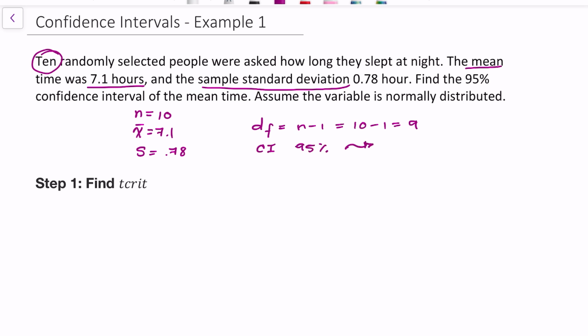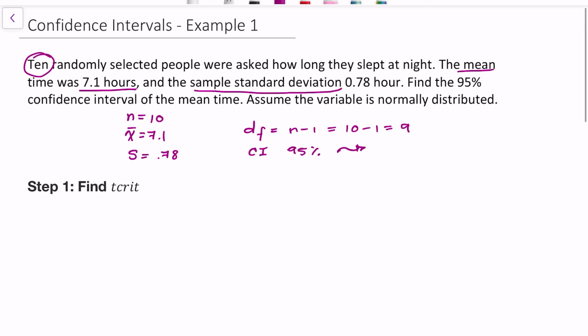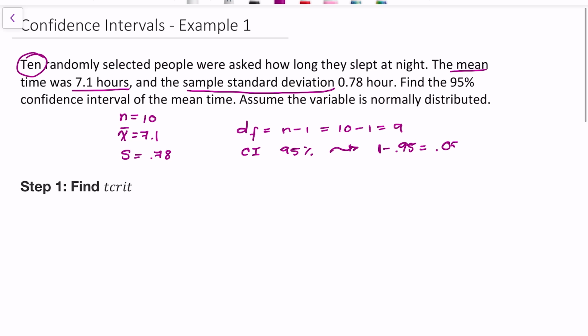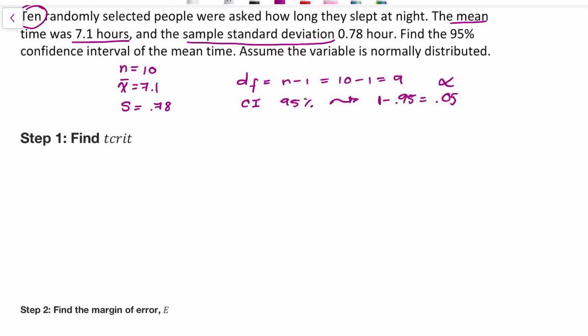So remember, the confidence level and the alpha, there's a relationship there. So we could also do 1 minus 0.95, and that would give us the alpha. There you go. So our next step would be to find the t critical for our formula.